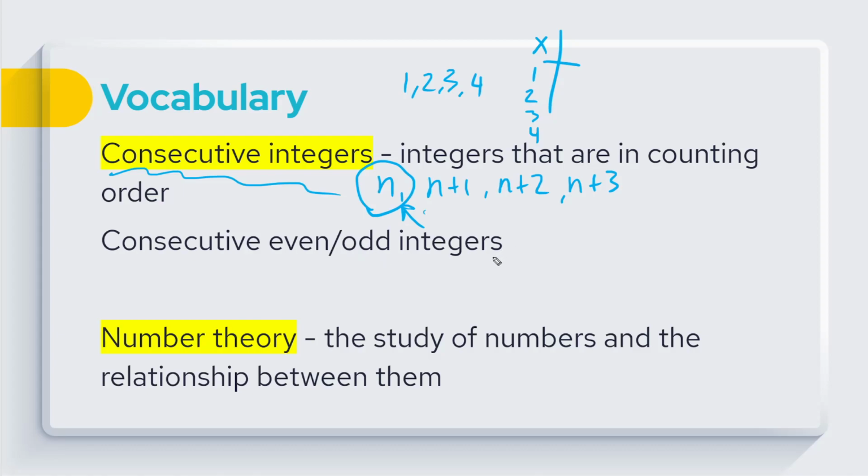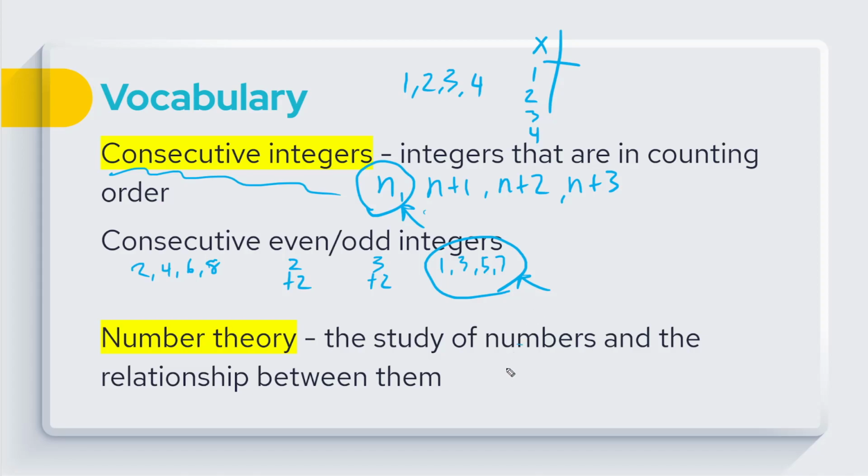Consecutive even or odd integers are integers where the first number is even or the first number is odd, and then we add 2 to each, right? So this is like 2, 4, 6, 8, and the odd are like 1, 3, 5, 7. Hopefully you know the odd consecutive integers pretty well now, because these are the ones that our homework problems usually are.